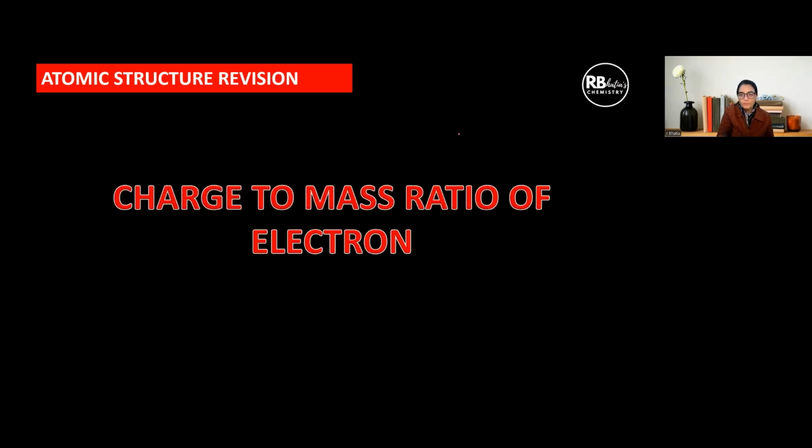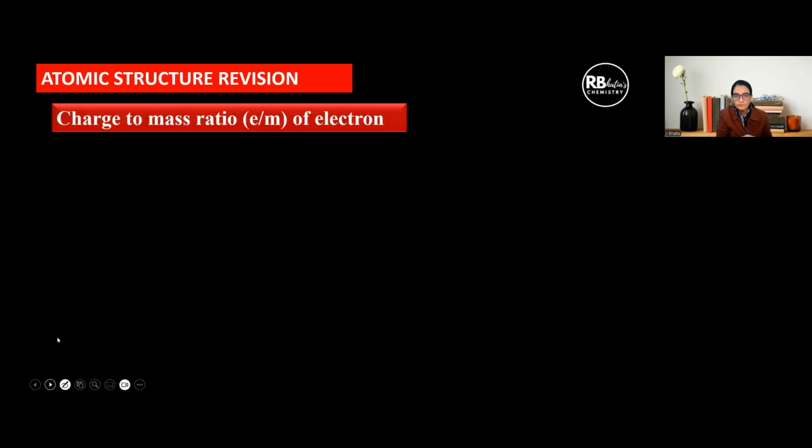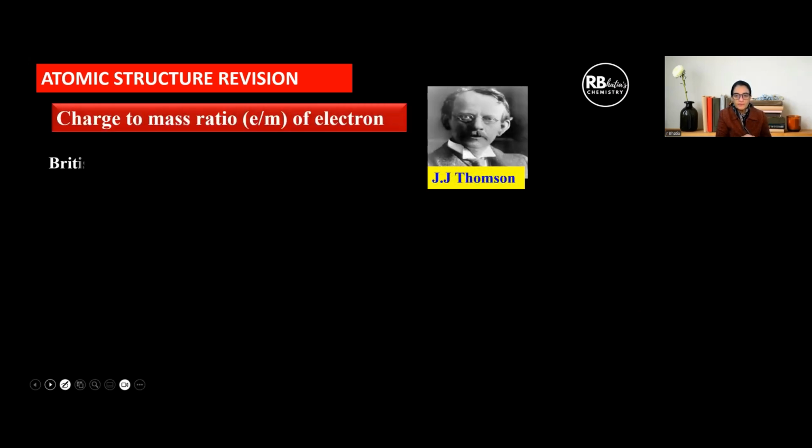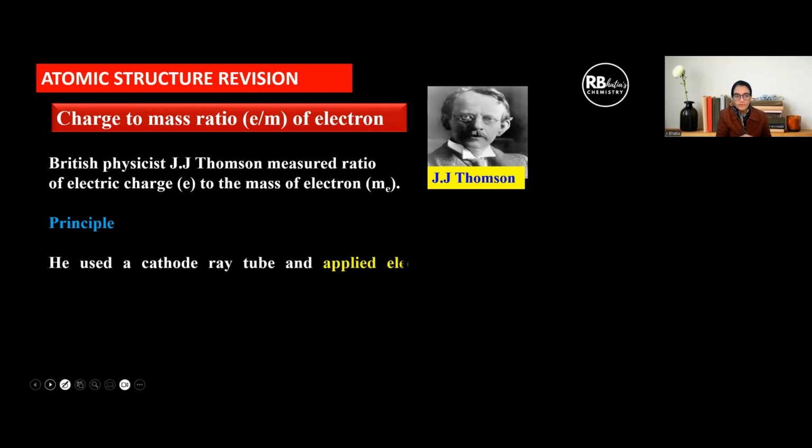The next point of importance is the charge to mass ratio of electron. The things that you need to know about this topic. Charge to mass ratio of electrons. This was studied by J.J. Thomson. Again, using the cathode ray tube experiment.